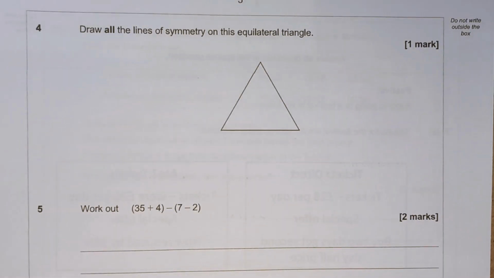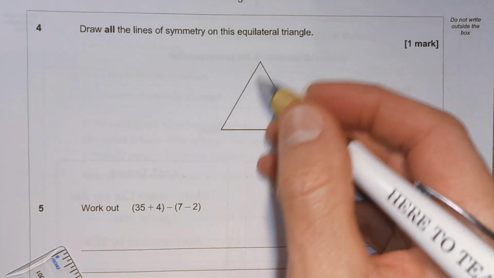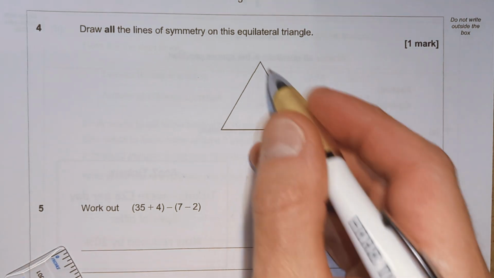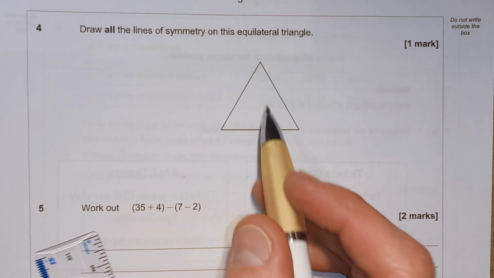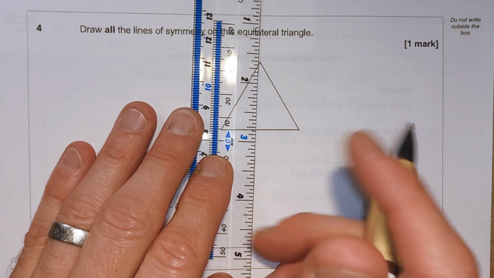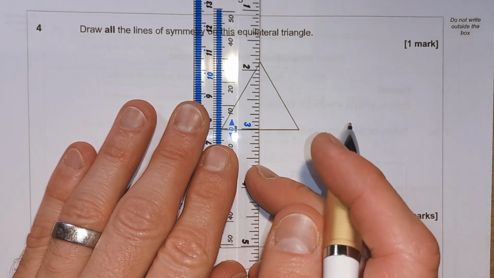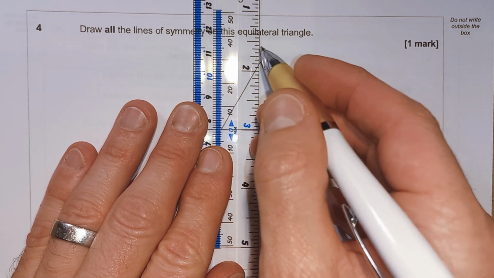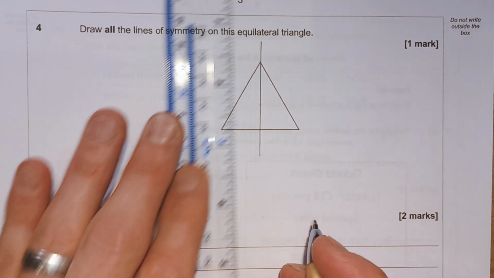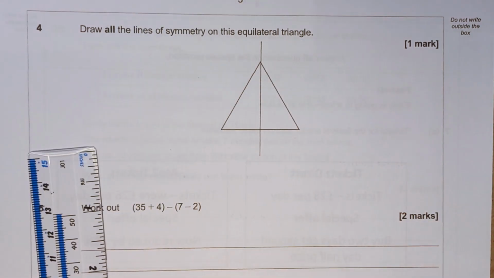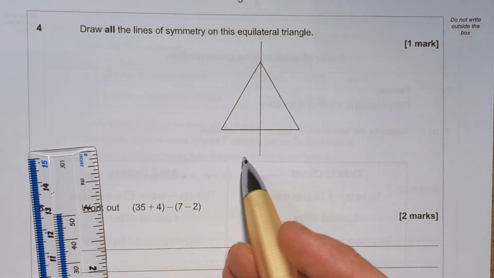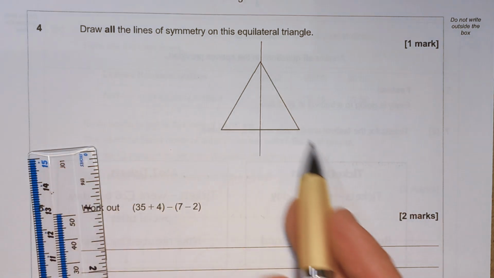Question 4. Draw all the lines of symmetry on this equilateral triangle. Okay, so I'm going to get my ruler for this one. Well, if it's an equilateral triangle, it means that all the sides and all the angles are the same. Well, I can see straight away that I can chop it straight down the middle here. One line of symmetry. Now, because it's an equilateral triangle, it means we're going to have the same sort of thing going down this way as well.